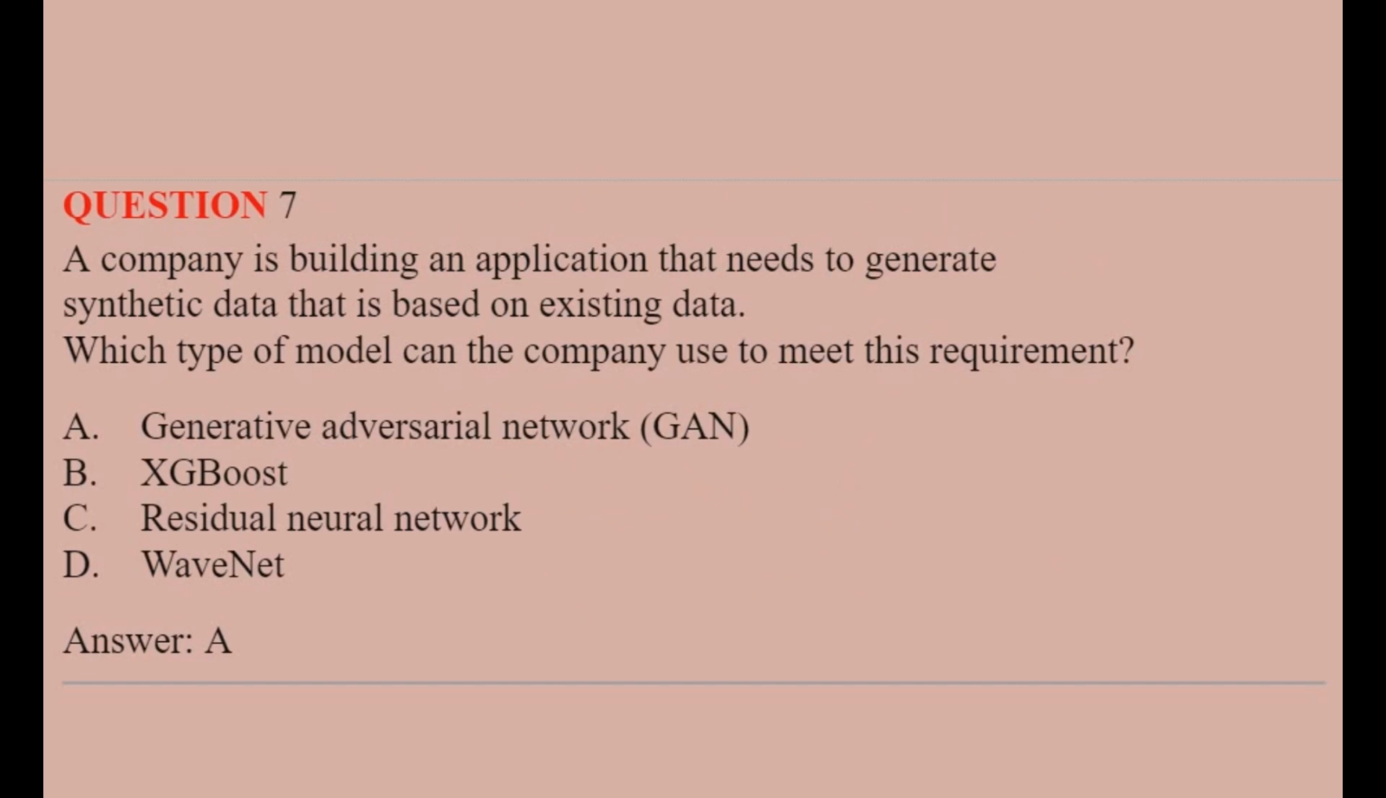Question is, a company is building an application that needs to generate synthetic data that is based on existing data. Which type of model can the company use to meet this requirement? Option A, Generative Adversarial Network (GAN). Option B, XGBoost. Option C, Residual Neural Network. Option D, WaveNet. Correct answer is option A.